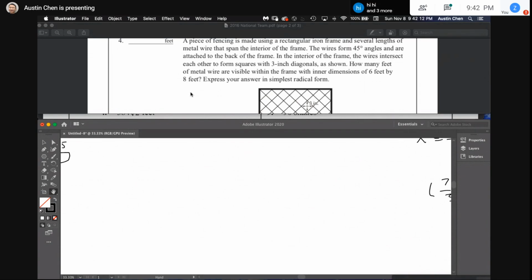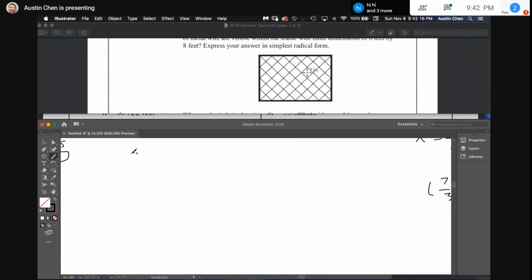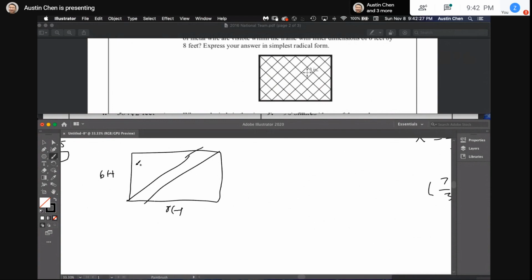All right, what is this? We have a box, and it's 6 feet by 8 feet. And we have a bunch of diagonal lines. Maybe I should just copy the figure. Yeah, I'll do that actually.